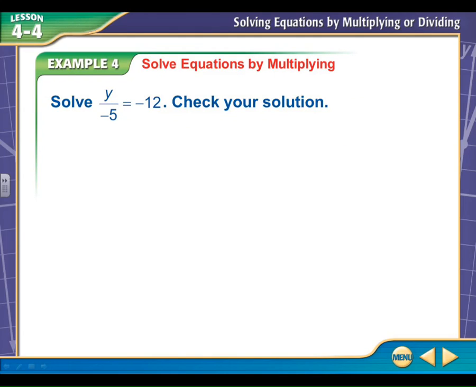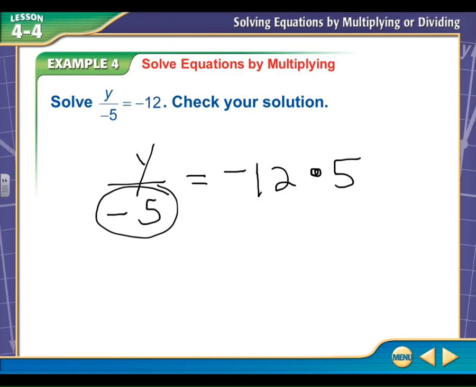This time we have division. We're given division, and what we want to do is the inverse of that, and we want to multiply. So we have y divided by -5 equals -12, and we want to multiply each side by this exact value. That means it needs to be -5, and we need to multiply this side by -5. This will cancel out. A negative times a negative is a positive 1y.